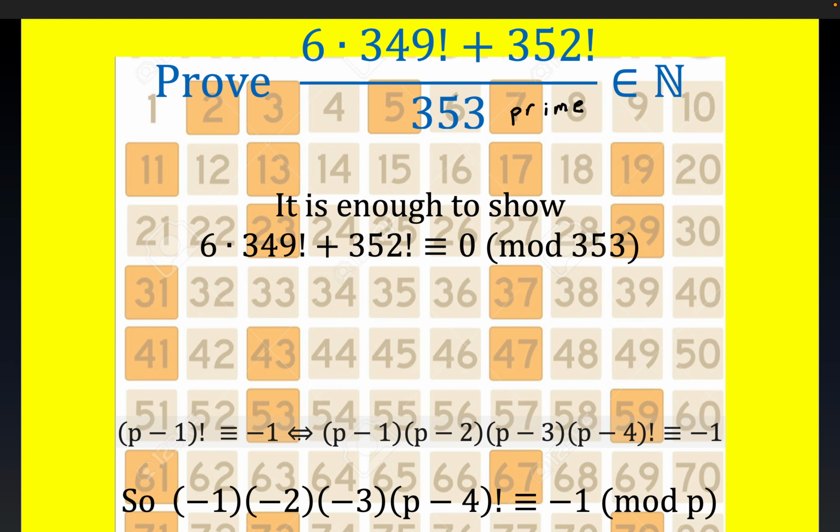Now, what we can do is this is just based on the definition of factorial. P minus 1 times P minus 2 times P minus 3 times P minus 4 factorial is equal to P minus 1 factorial. But the thing that's really, really nice here is, remember, P is congruent to 0 mod P, right? That leads to a lot of equivalent formulations, mod P. And that's a trivial observation there. Any integer is a multiple of itself, right? Namely 1 times itself.